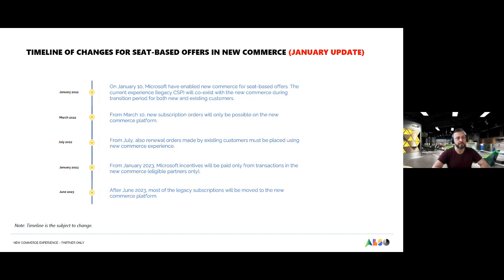from the best practices when it makes sense to wait until renewal date or when it makes sense to make a move already now. And after June 23, we believe that there will be no more legacy subscriptions in general, but there might be some exceptions, but we think that by that time, all the legacy subscription will be moving away.